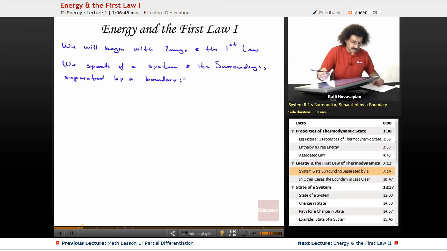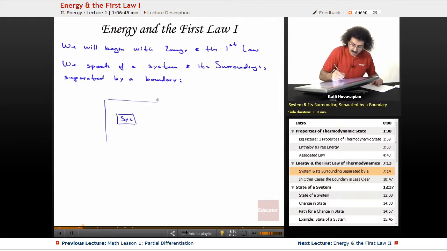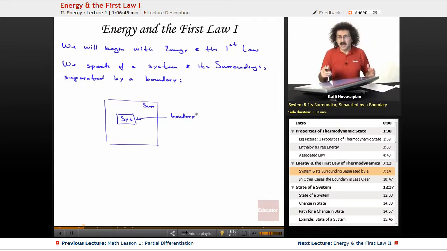So, schematically, we have something like this. We can do it over here. It's not a problem. So this is going to be our system. This is going to be our surroundings. And this is going to be our boundary. That's it. It's up to us what we want to describe as our system, what we want to choose as our surroundings, what we want to choose as our boundary. Now, the system plus the surroundings equals what we call the universe.